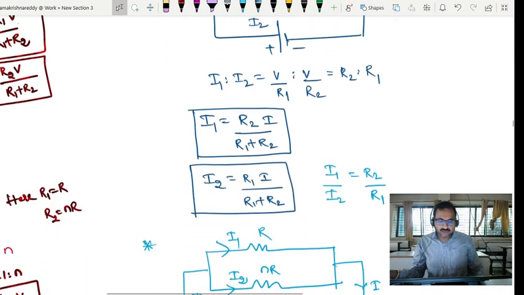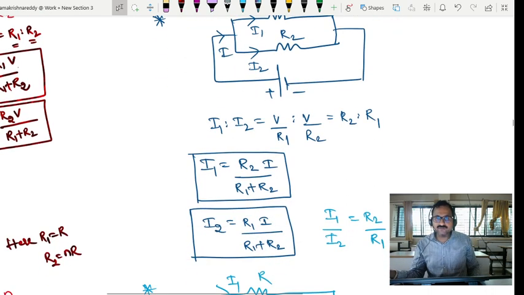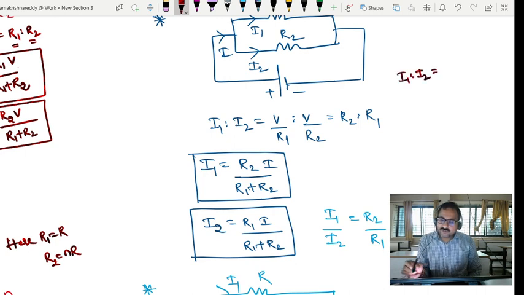Now after this, see one more point. In the same way as previously written, the total current entering is dividing into two parts. So what is the current flowing through each resistor? We calculated how much current is flowing through each resistor. See, I1 is to I2 is equal to V by R1 to V by R2, that is R2 to R1 only.